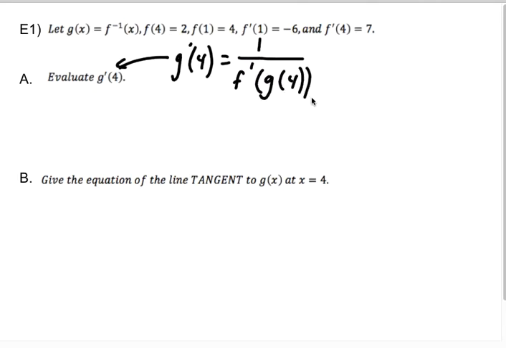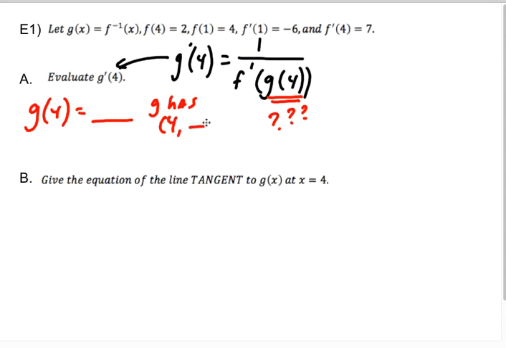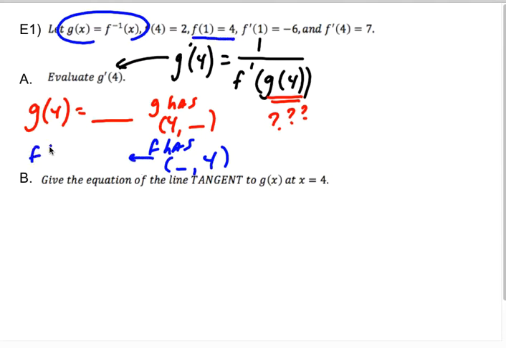So step 1 is recall. If you don't remember the formula, you're kind of stuck, dead in the water, won't be able to do anything. Step 2 is to figure out how you're going to figure out g of 4. So g of 4 equals some mystery value, meaning that g has the point 4 comma blank. Because f and g are inverses, if g has the point 4 comma blank, then f has the point blank comma 4. And right there, that's the trick. Because f does have a point that's blank comma 4, f of 1 equals 4. Meaning that mystery number for g must be a 1.